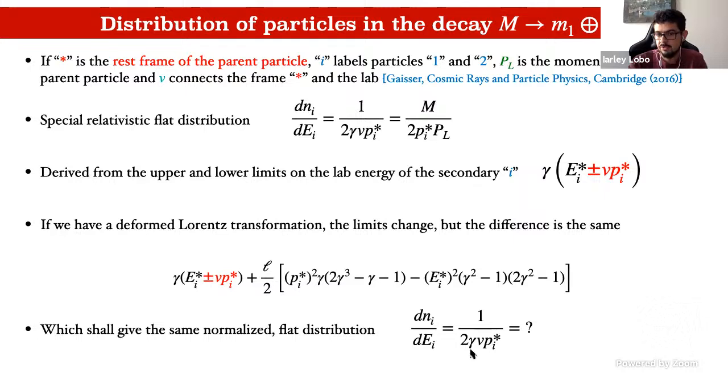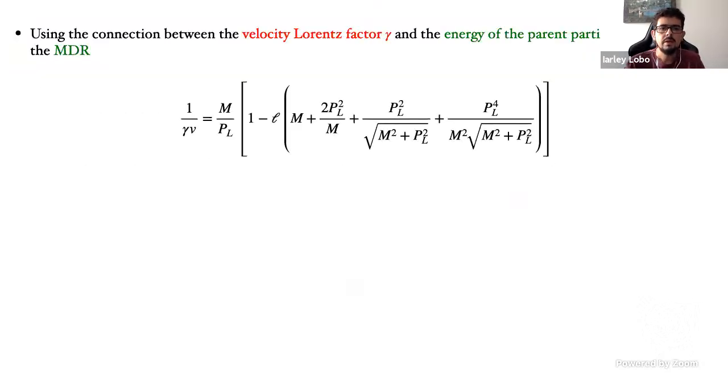But this does not give a trivial result, because the Lorentz transformations will be different, and also the composition of particles will be deformed. So we shall have some corrections here when we try to find it. We shall not find exactly this kind of expression. So, just to summarize, using the relation between the Lorentz factor gamma and the energy of the parent particle in the rest frame, and also the modified dispersion relation, we can find this kind of correction.